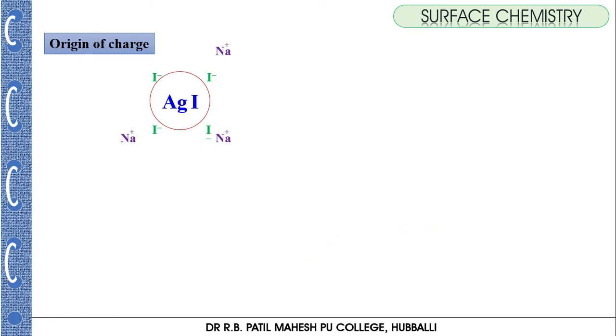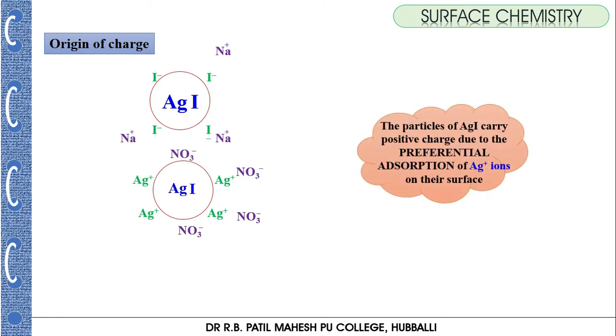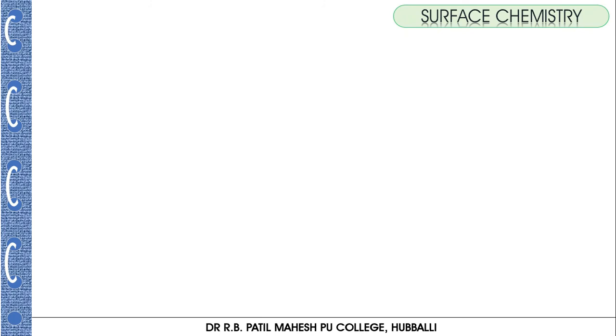Similarly, to the same silver iodide, when I add silver nitrate, AgNO3, this silver iodide is going to preferentially adsorb Ag+. Ag+ is going to adsorb on the surface, and this same silver iodide now gets the positive charge. Clear? So the charge on the colloidal particle is due to preferential adsorption of ions present in the solution. The particles of silver iodide carry positive charge due to preferential adsorption of Ag+ ions on their surface. So that is the reason why colloidal particles carry charge.